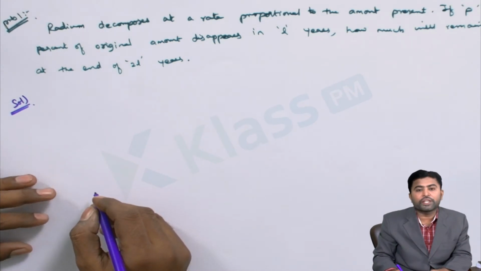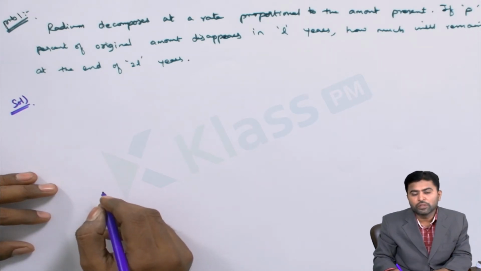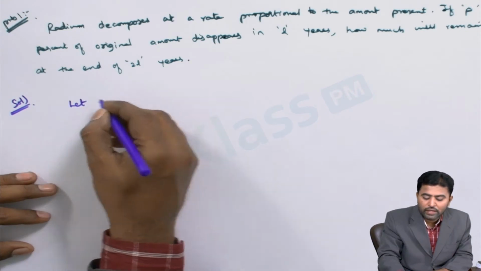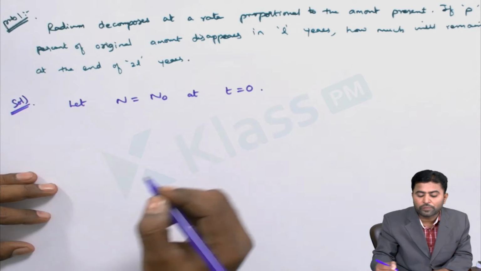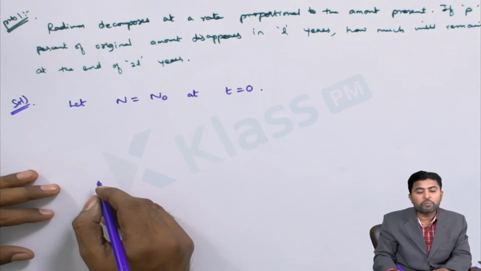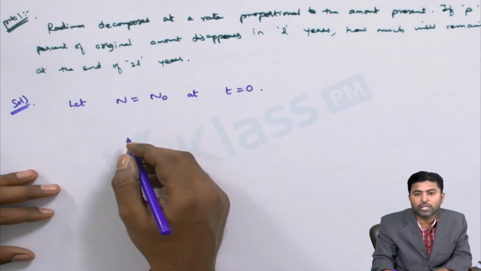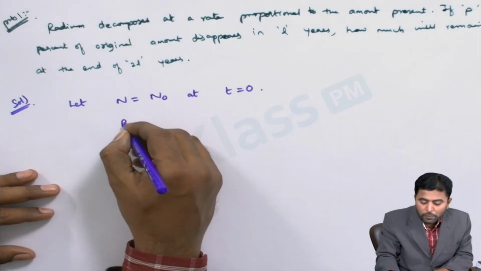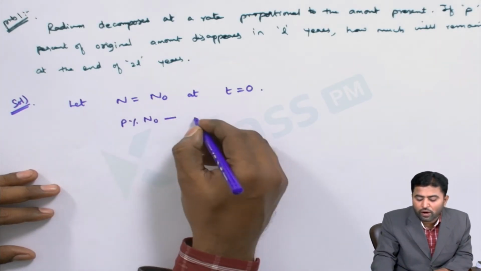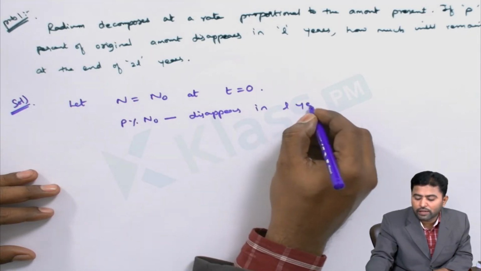See that here also the initial amount is not mentioned. So we'll take it in the same way: let n is equal to n0 at time t is equal to 0. What he says is P% of the original amount disappears. Then how much remains? P% of n0 disappears in L years.